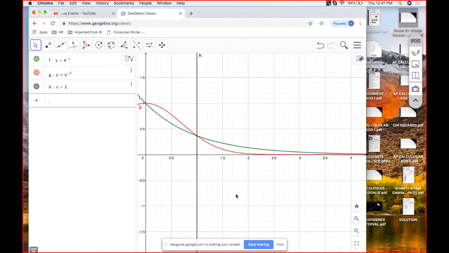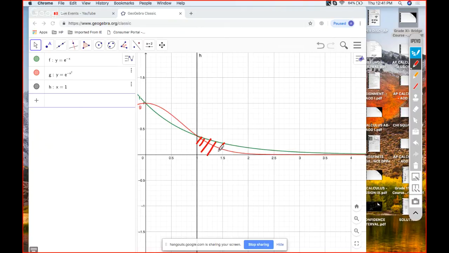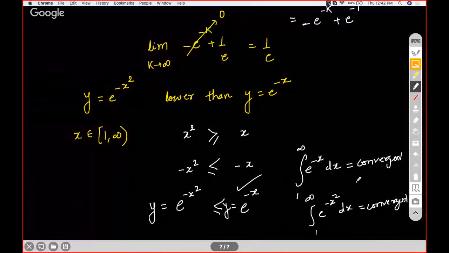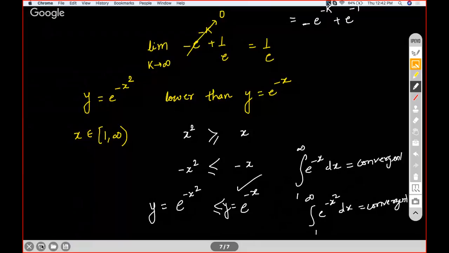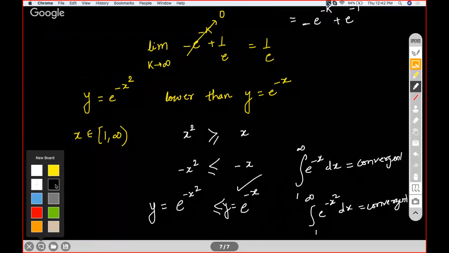So if this area is finite, please note I'm shading the area from green to the x-axis, then this area will also be finite. Understood? That's the thing that I want to explain in this question. Clear? But if it was like minus infinity to minus 1, then it would have been different, it would have been difficult. Really deep analysis would have been required.